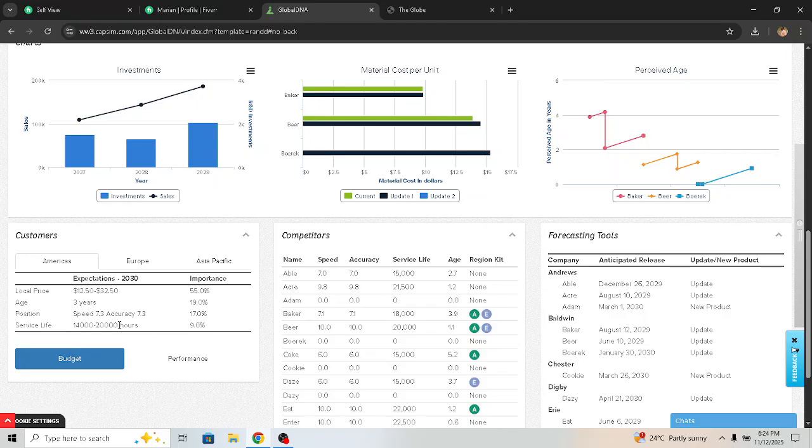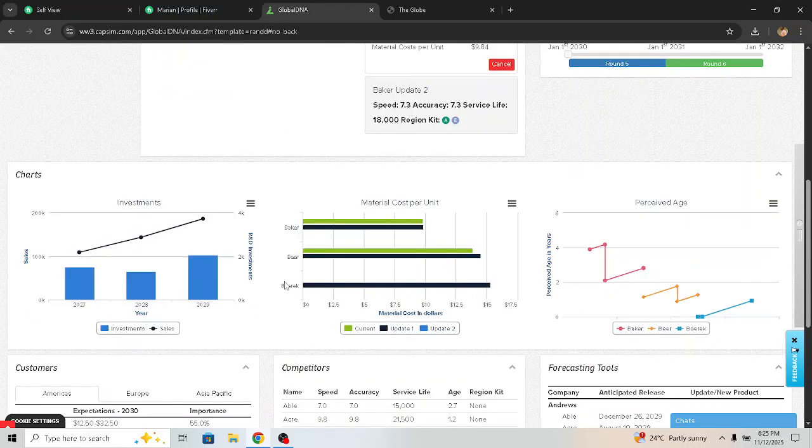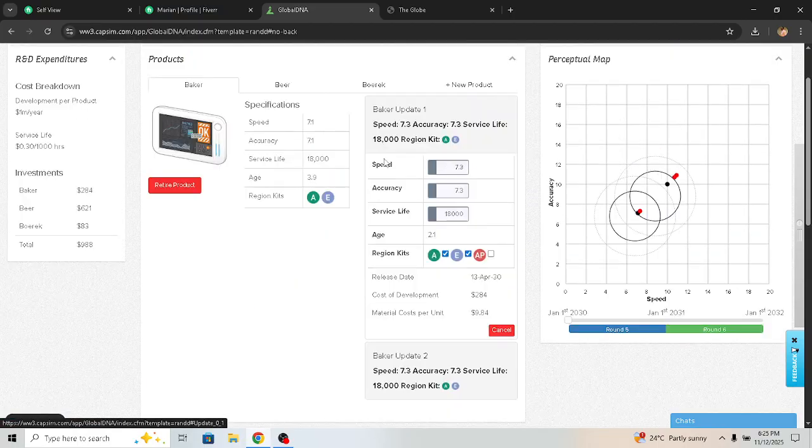So given we had a speed of 7.3 and an accuracy of 7.3, we settled for the same. We had to update our speed to 7.3, accuracy 7.3, and our service life we maintain it at 18,000 because we are given a range of 14,000 to 20,000. So 18,000 is cool. So from there, after updating, you realize that our product will be out in the market by date 13 April 2030. And cost of development is $284.